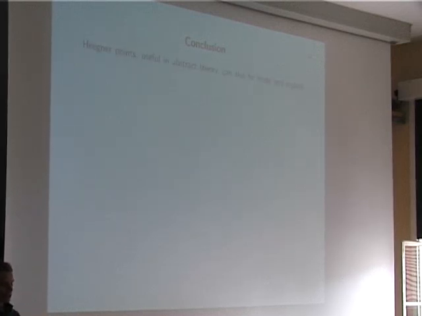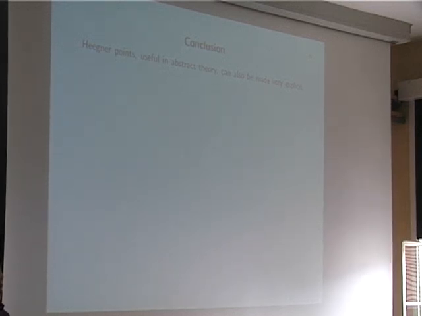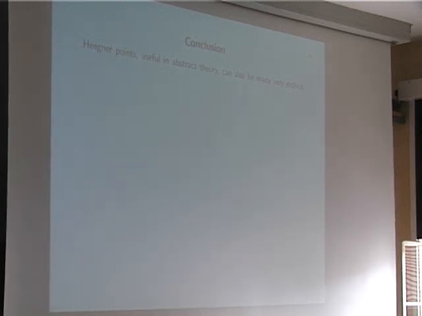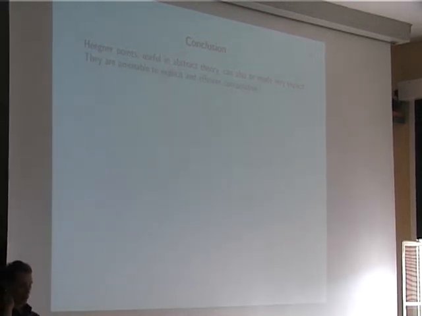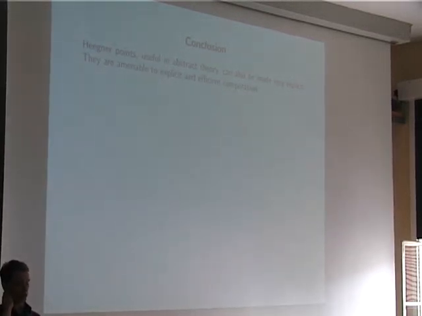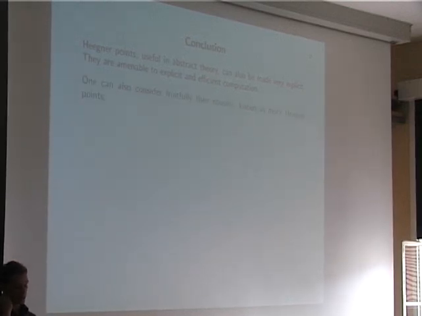Okay, so in conclusion, what we've seen is that Heegner points, which maybe start out in abstract theory and then you prove great theorems from them, actually, if you want to get down and dirty, can be made very explicit, actually computing points. And they're also very, very efficient. So even with large values of p, you can compute these x and y.